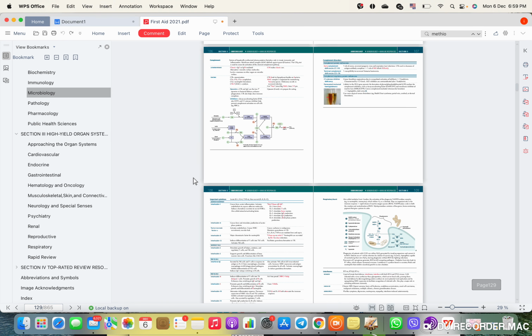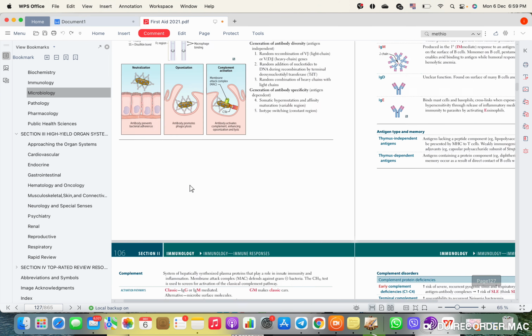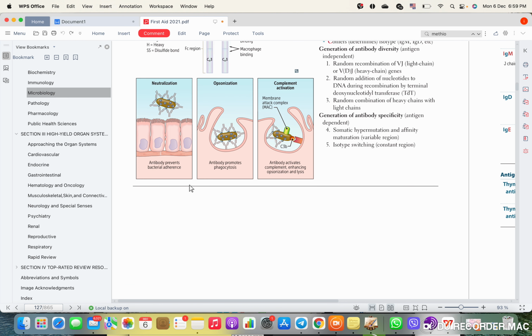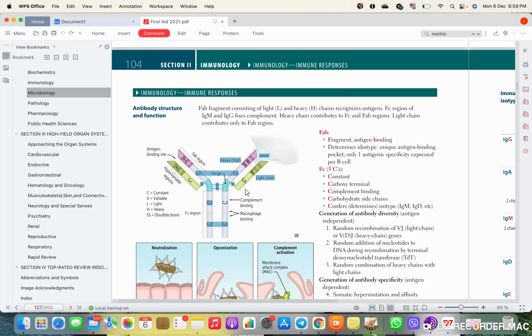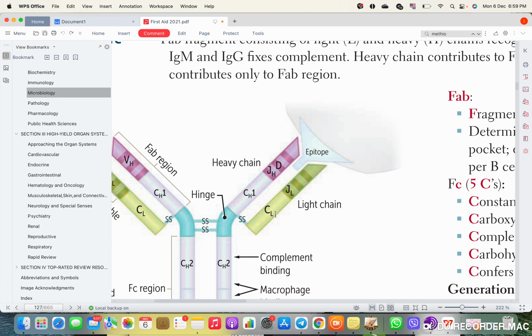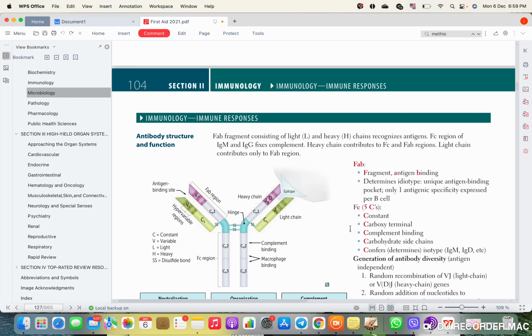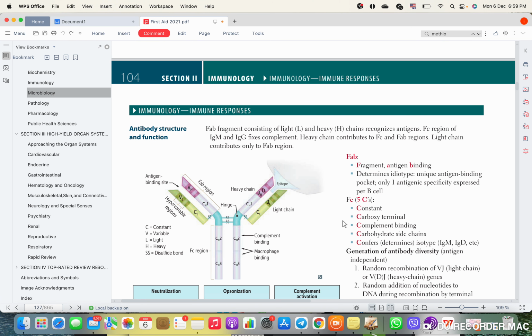So let's speak now, after the DTT, what do we have? Well, after the DTT, we have random combination of heavy chains with light chains. Here we have the light chains and we have the heavy chains. Now we need to attach them to each other. Okay, how to do that? With disulfide bonds, okay? This is not that important.